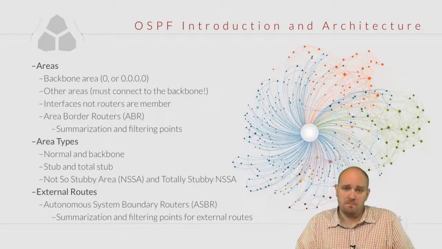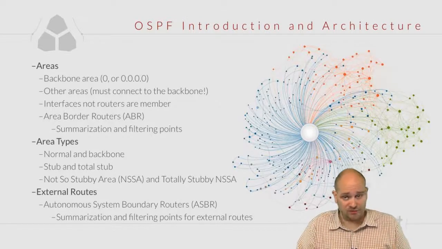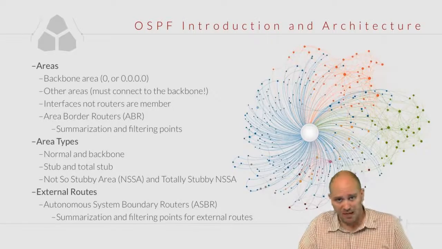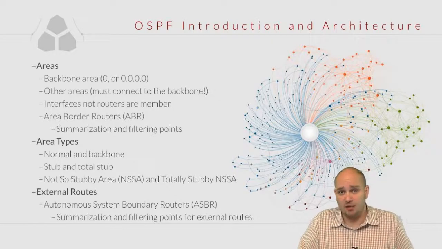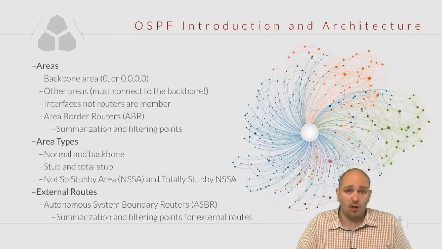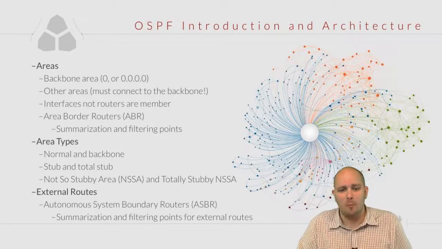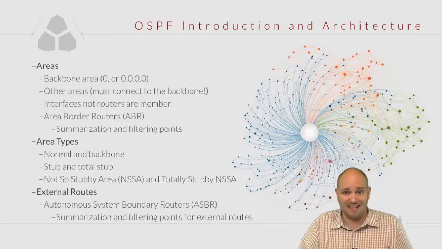And finally, there are external routes in OSPF. External routes are routes that have been redistributed into OSPF at the redistribution point, which in OSPF is called the Autonomous System Boundary Router, or the ASBR.